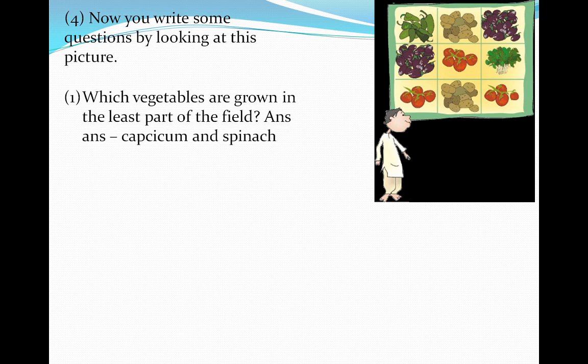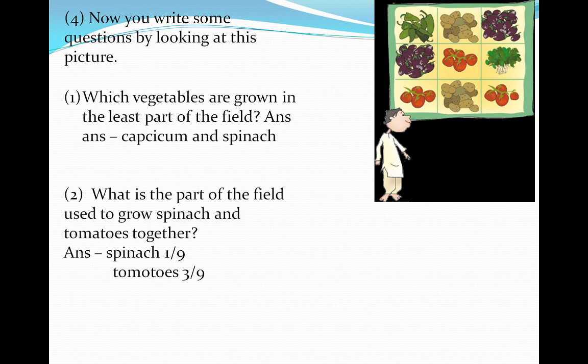What can we write? My first question will be, which vegetables are grown in the least part of the field? Now you can see this, capsicum and spinach acquired only one part of the field. So we can write the answer: capsicum and spinach. What part of the field is used to grow spinach and tomatoes together? We can see this, out of the 9 squares, only one part is acquired for the spinach. So spinach acquired 1/9 part of the field and tomatoes acquired 1, 2, 3, that is 3/9 part of the field.